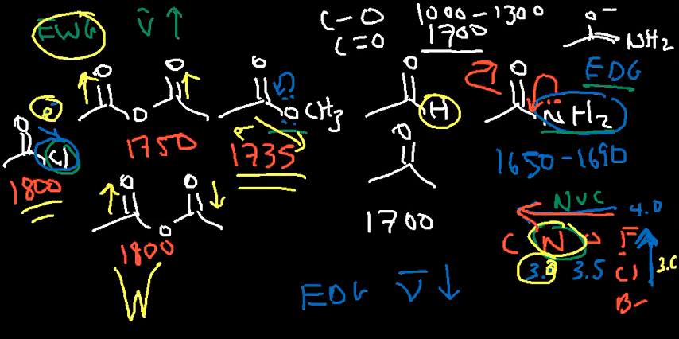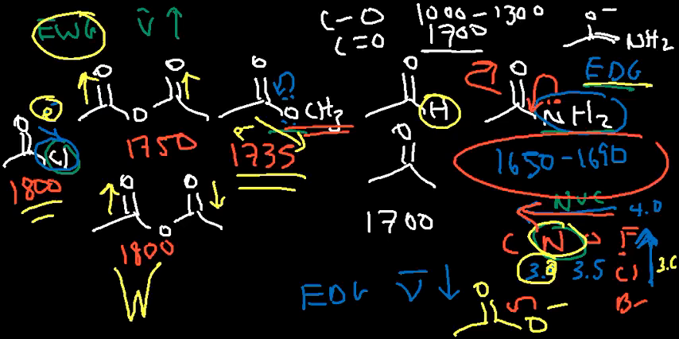So those are some things to know about carbonyl groups. Most of them are around 1700, but if you have an electron donating group like an amide or even a carboxylate group, because of the negative charge, this is a better donating group than the ester. These donating groups will decrease the wave number, and these electron withdrawing groups will increase it.